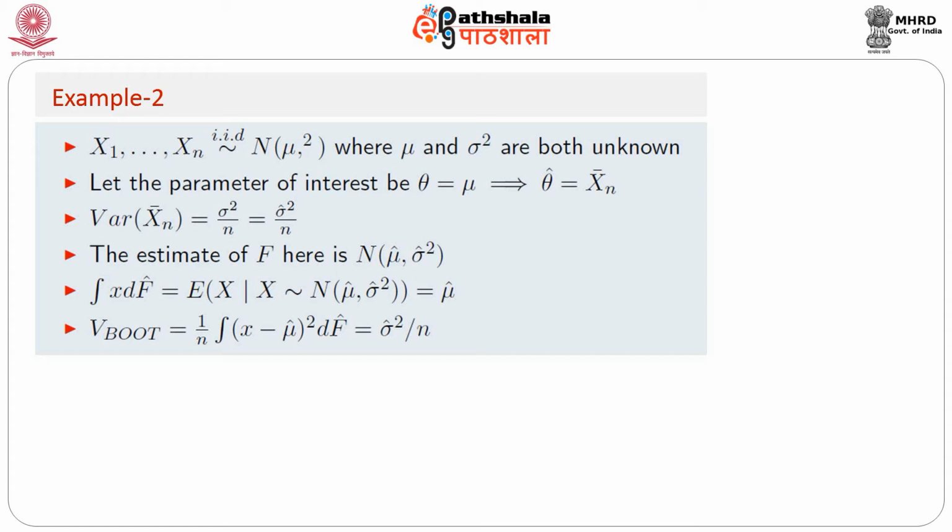Now, to obtain a bootstrap estimator, note that the estimate of F is of the form normal(mu hat, sigma hat square). So, the integral of x dF hat is the expectation of x given x follows normal(mu hat, sigma hat square), which is mu hat. Again, the variance of the bootstrap comes out to be 1 by n times the integral of (x minus mu hat) square dF hat, which is sigma hat square by n. That is nothing but the variance of x1 by n. So here also we are getting more or less the same form: the variance of the bootstrap is equal to the traditional form.